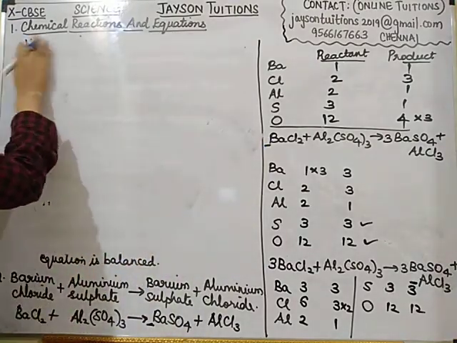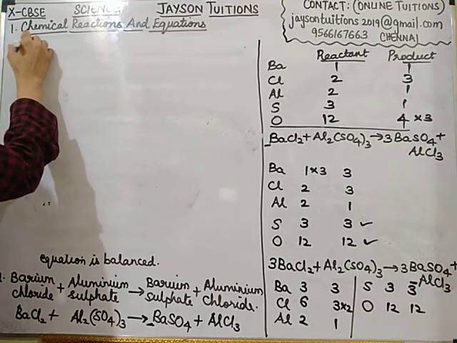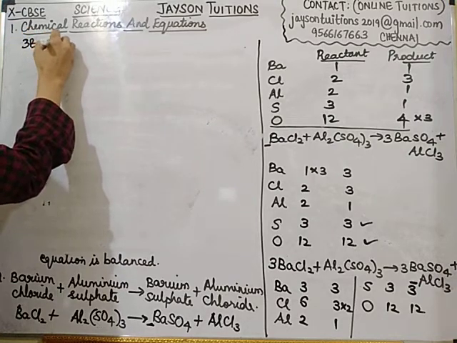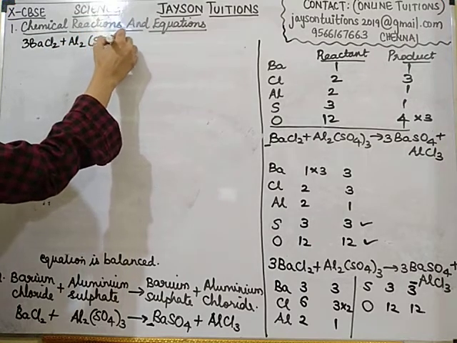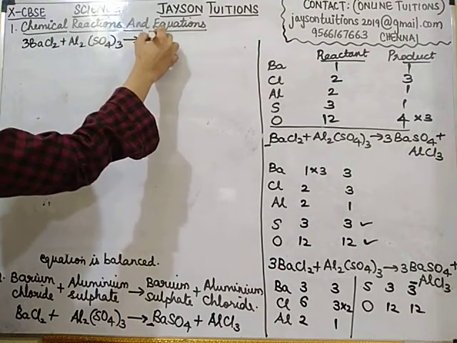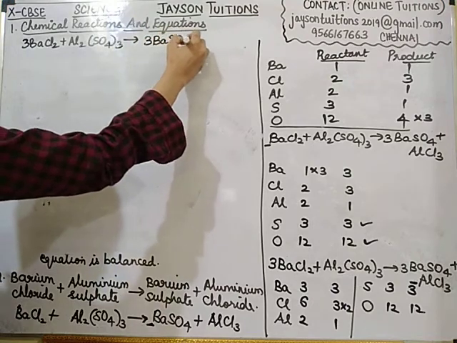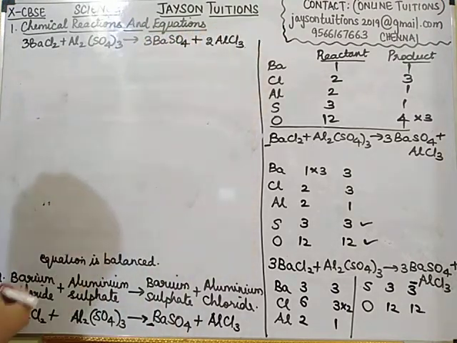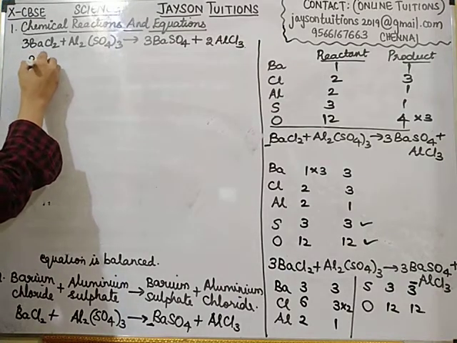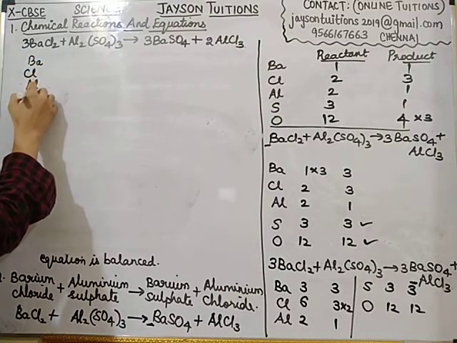So I will be getting 3 BaCl2 plus Al2(SO4)3 gives 3 BaSO4 plus 2 AlCl3. Okay. Now if I check again, everything will be balanced now.